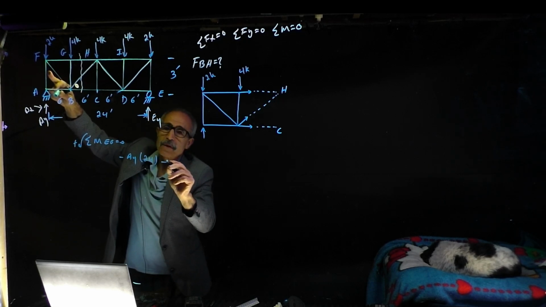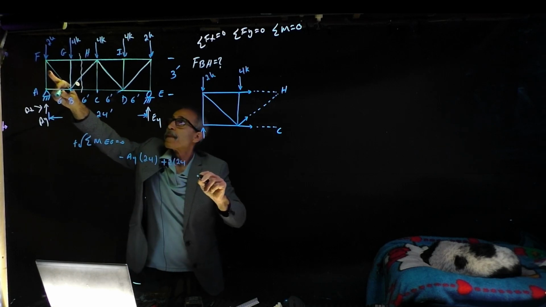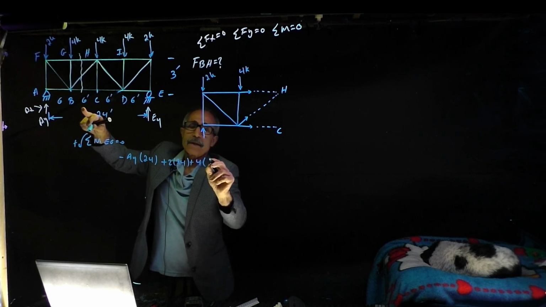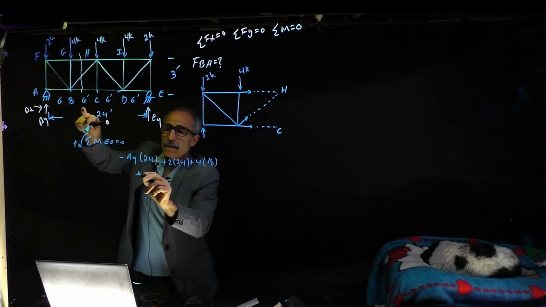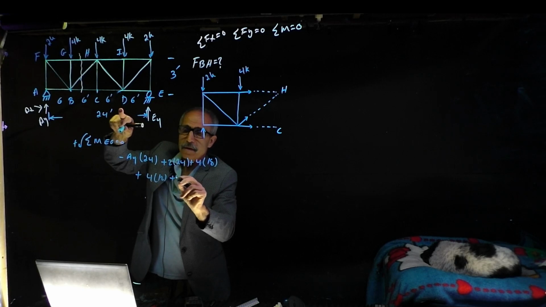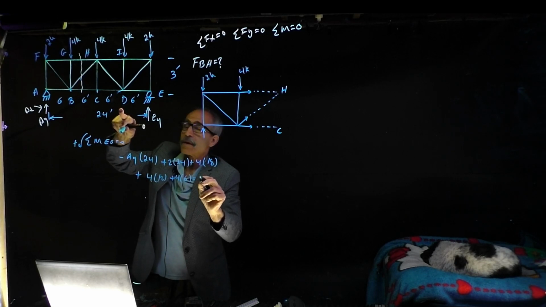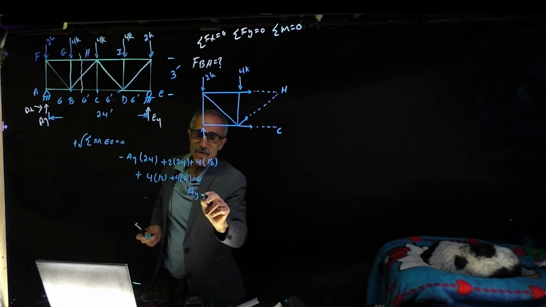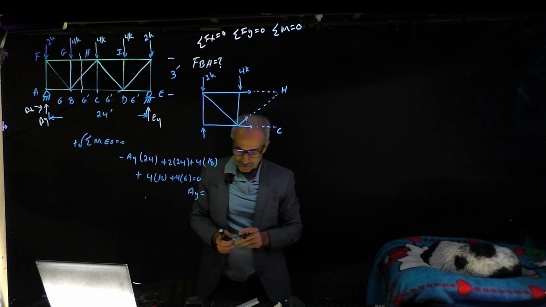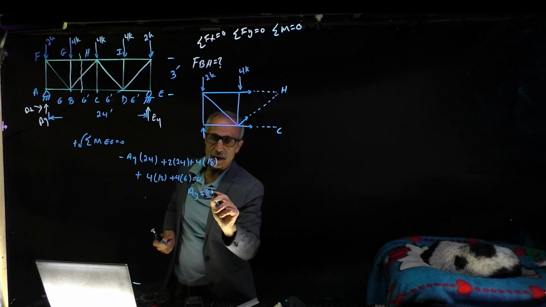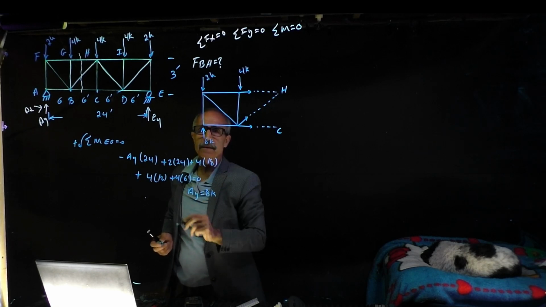Then that's going to be plus 2 times 24, plus 4 times 18, plus 4 times 12, and plus 4 times 6, equals 0. There's nothing else, and A_X cannot do it, it's on the same line of action. So A_Y comes out to be 8 kips.